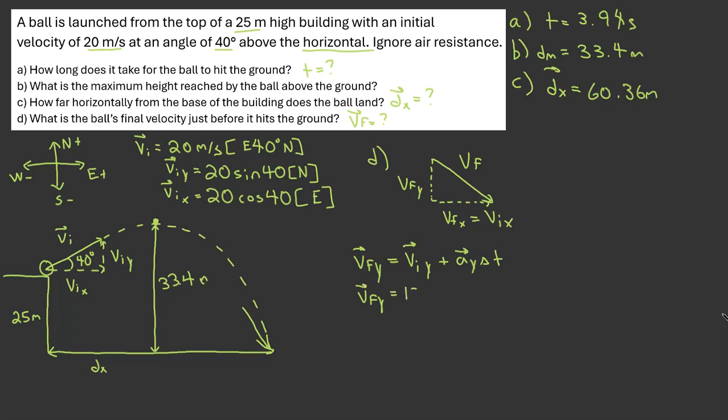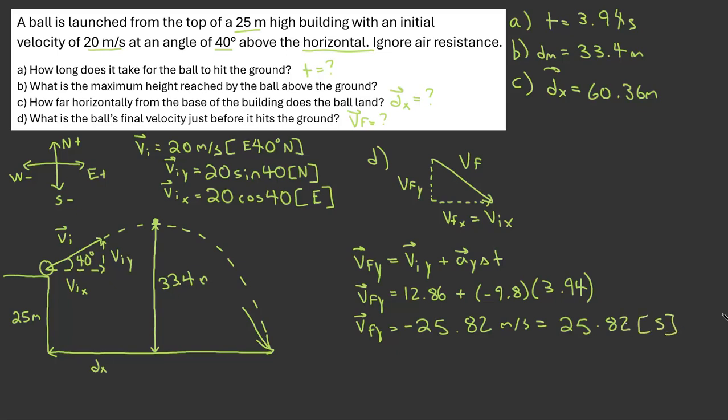So I'll plug in all my values. Our VIY was about 12.86. That's going to be positive, plus negative 9.8 times 3.94. And when I plug that in my calculator, we're going to get a final velocity in the y of about negative 25.82 meters per second. Because it's negative, I could also rewrite this as 25.82 in the south or downwards direction. Okay?